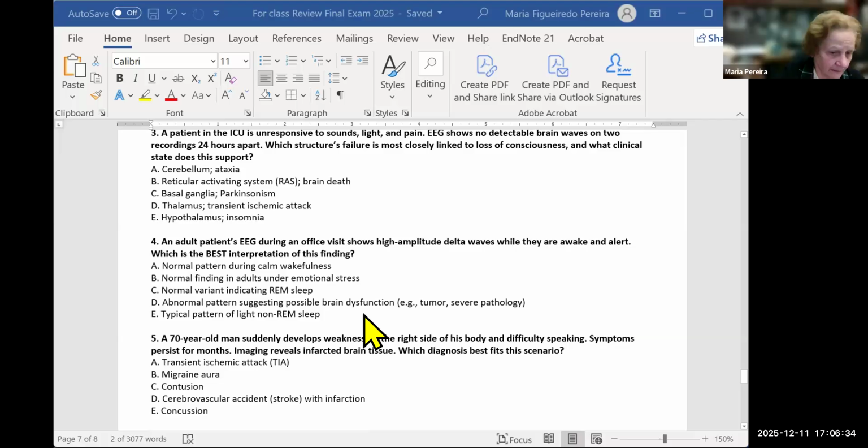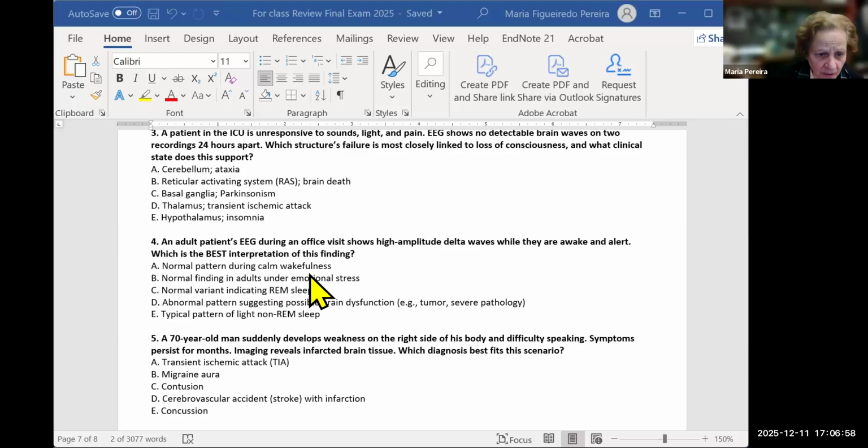Okay. An adult patient's EEG, electroencephalogram, during an office visit shows high amplitude delta waves. Remember, delta waves are during sleeping, but this individual is awake and alert. Which is the best interpretation of this finding?